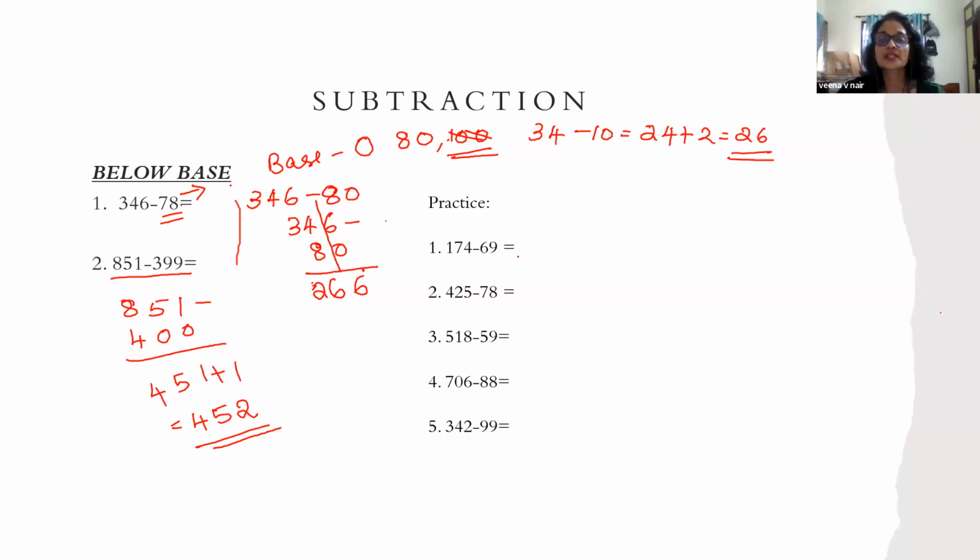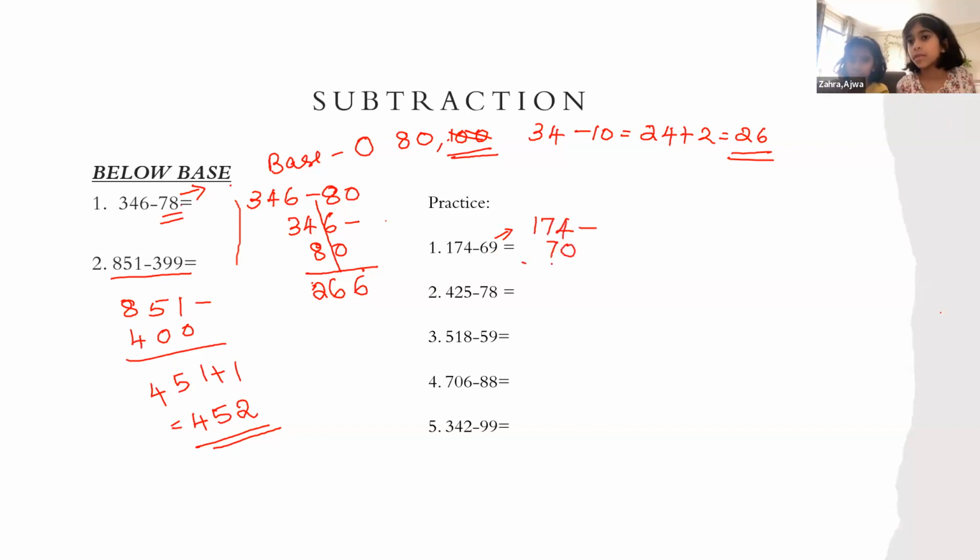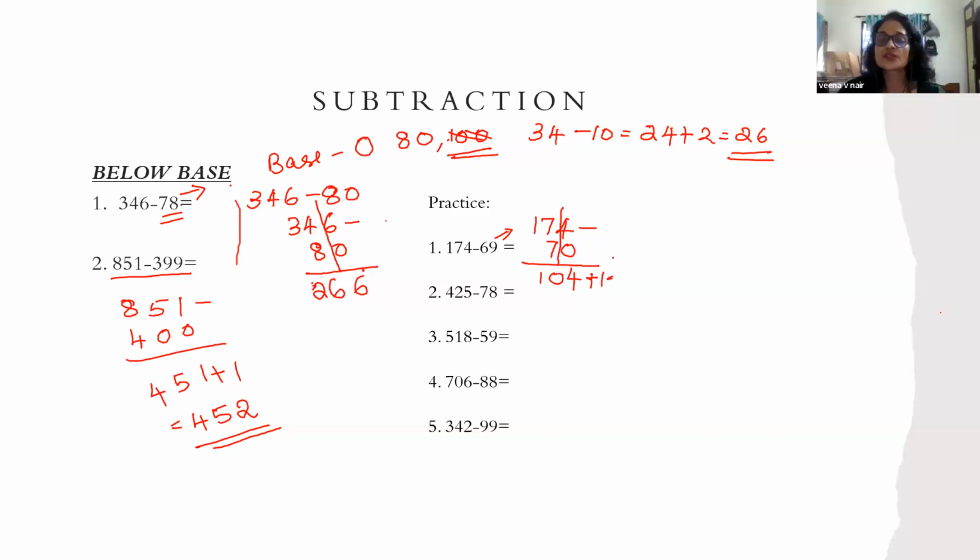Okay, so let's do the practice. 174 minus 69. Which is 69 closer to? 80 or 70? What is 17 minus 7? 10. Now we add 1 to this. So the answer is 105.